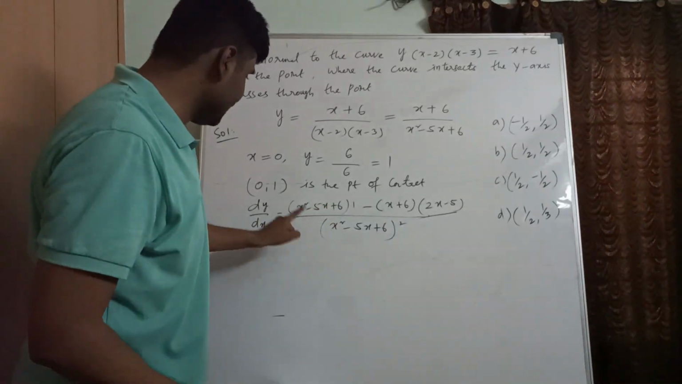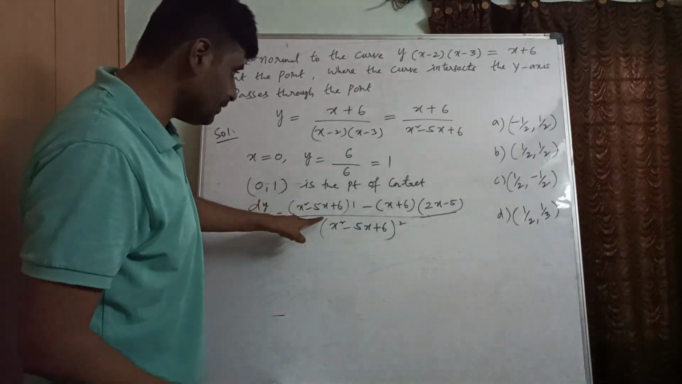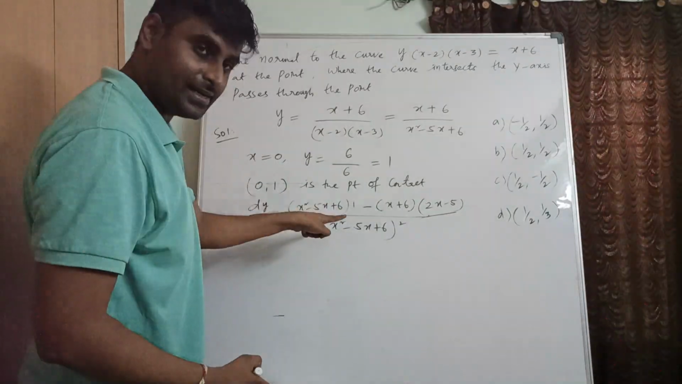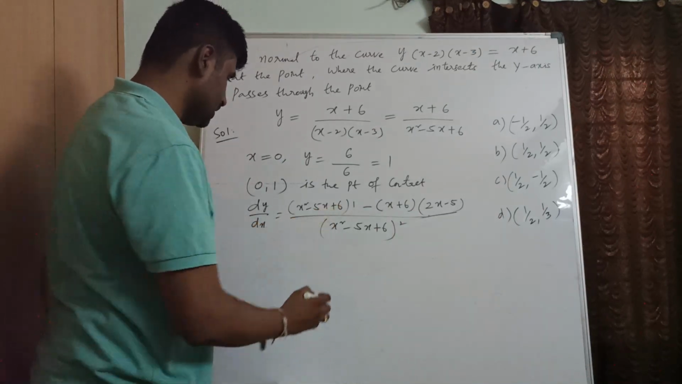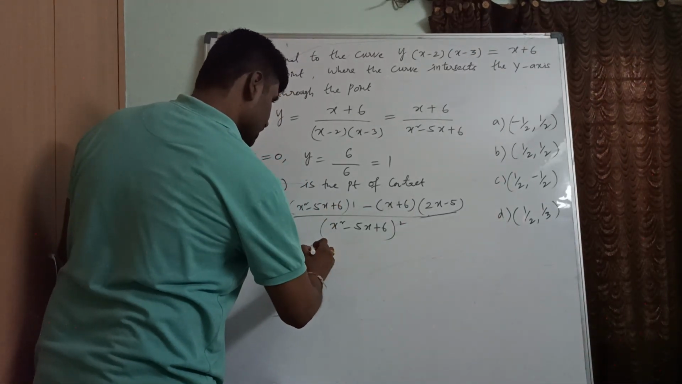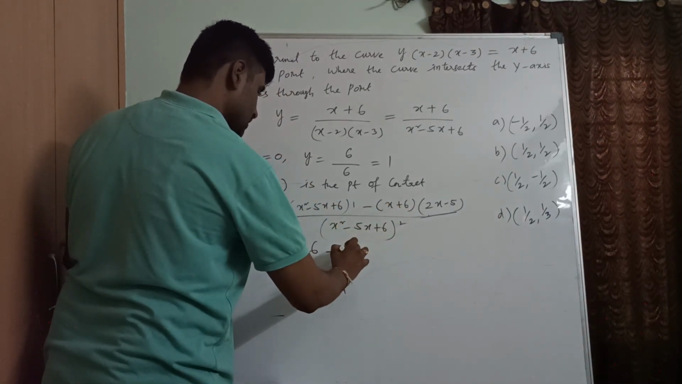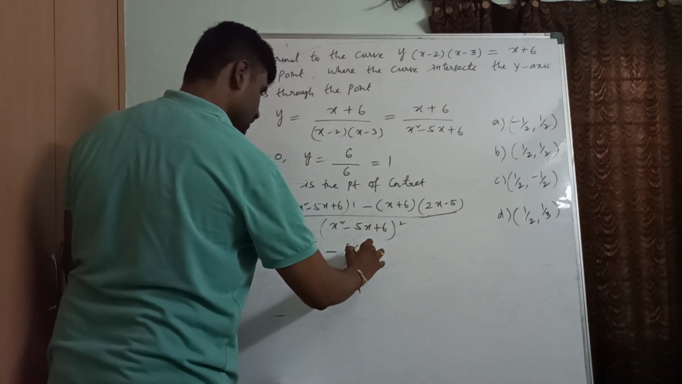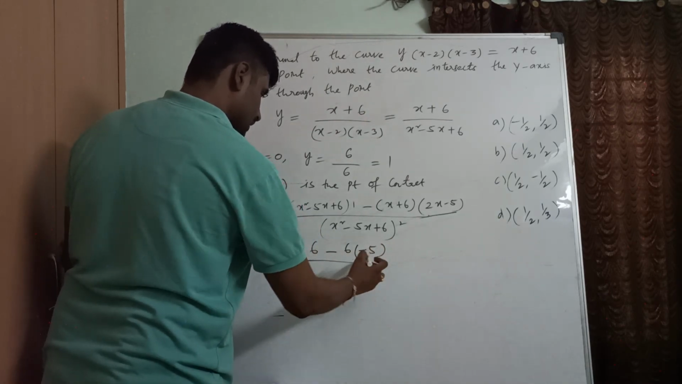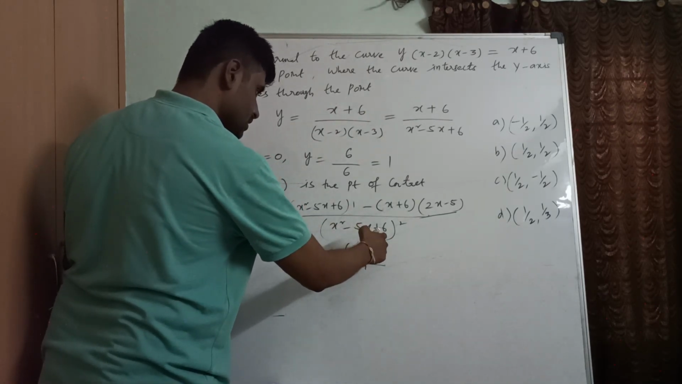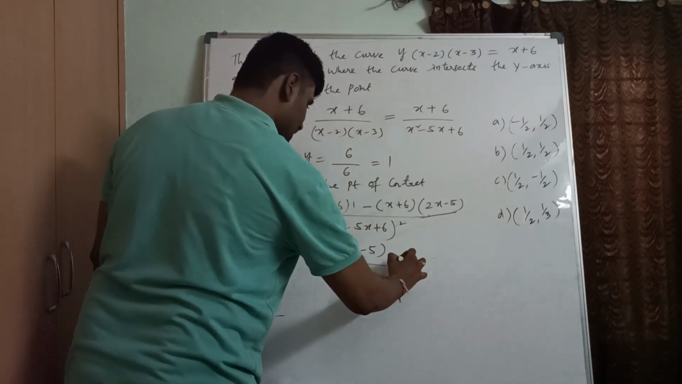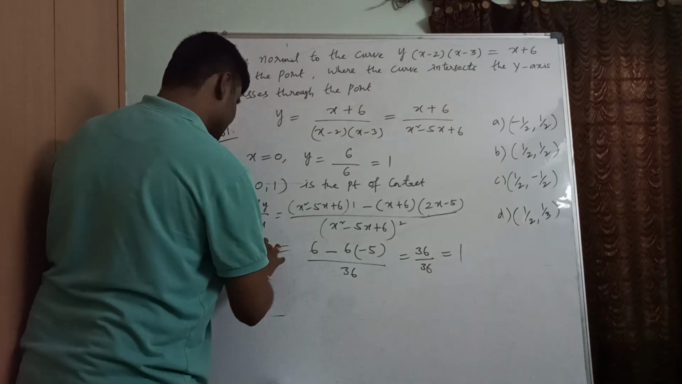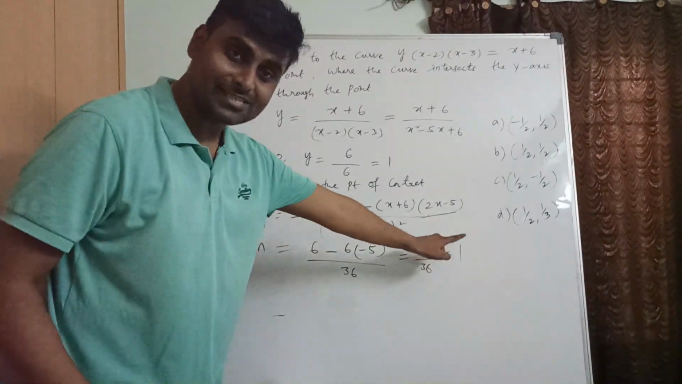Correct? So directly can I substitute this value? 0 comma 1. So 1 in place of y, there is no y term. Substitute 0 directly. 0, 0, 6. So what do we get? 6, 0 plus 6 is 6, into, so here minus 5. So what do we get? 36. Down also 0, 0, 6 square is 36. 36 by 36 we can get. So what do we get? 1. So that is my slope. So slope is 1. This is the slope of tangent.